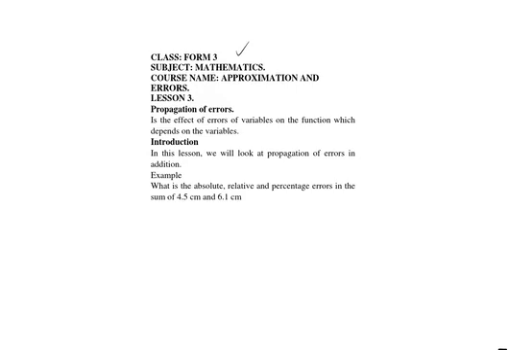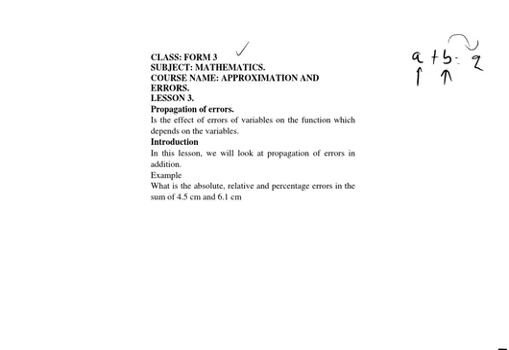Topic 2 Approximation and Errors, and I'm taking you through propagation of errors, which is the effect of errors of variables on the function which depends on the variables. In this lesson, we will look at propagation of errors in addition. So if we have a variable A and B being added to get Q, it means that if A and B have some errors, then it will be propagated to the answer Q.